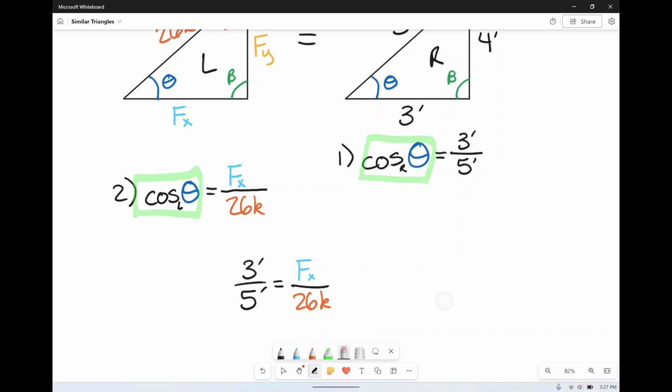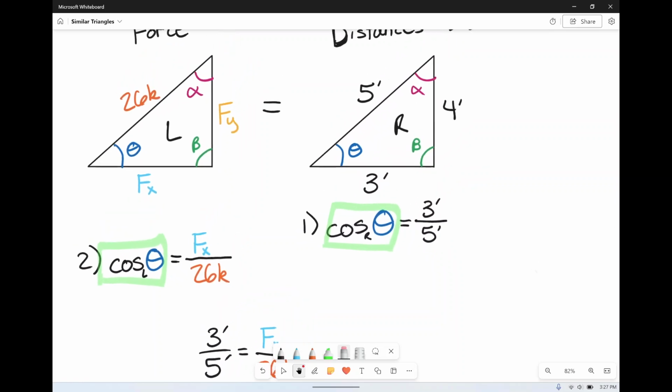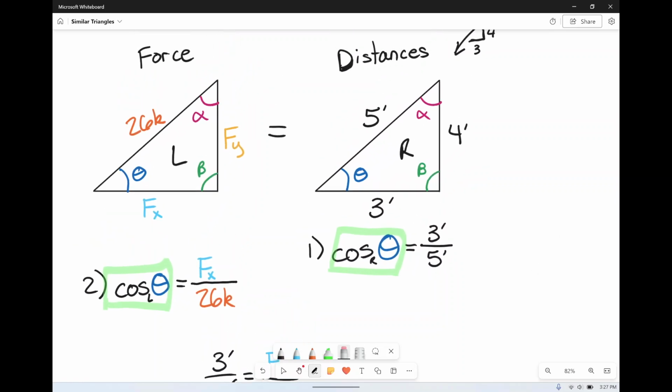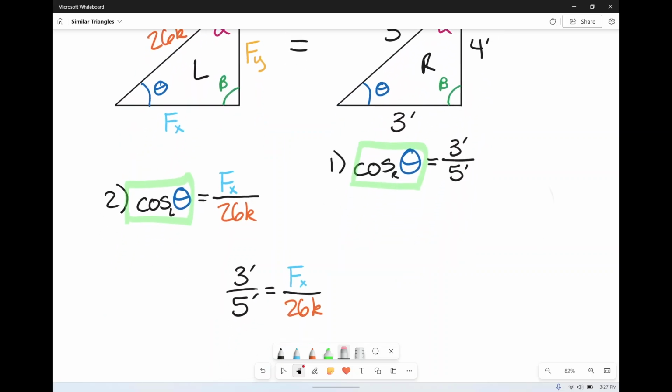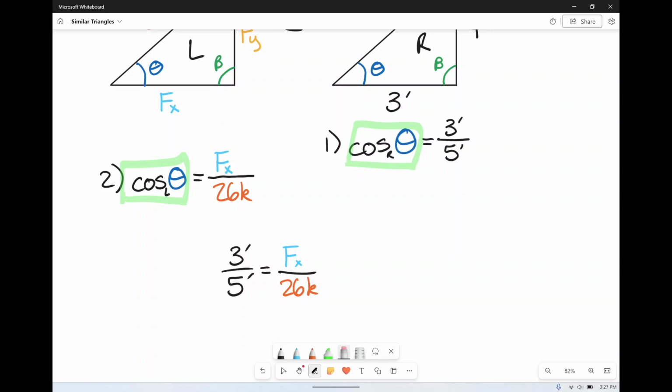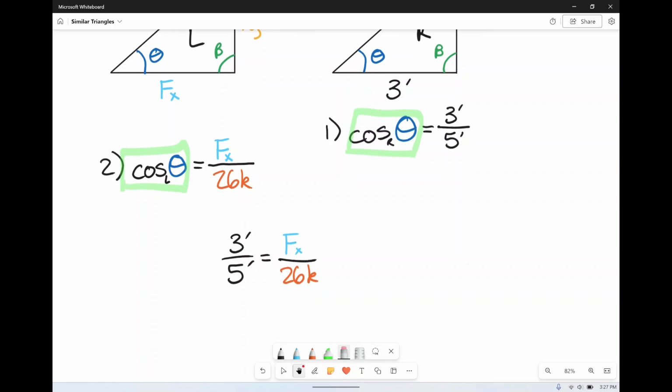Ta-da! This is similar triangles. Similar triangles is saying, how about we skip the middleman? How about we skip cosine theta? How about we skip tangent theta? How about we skip sine theta? How about we just skip the middle step and get down to the good stuff? Okay, so how does it work?